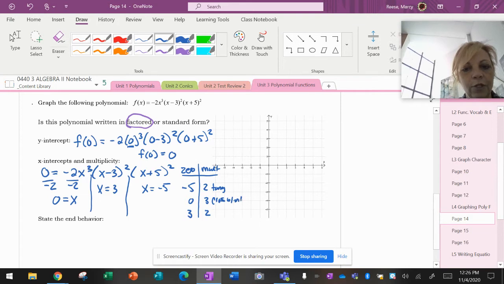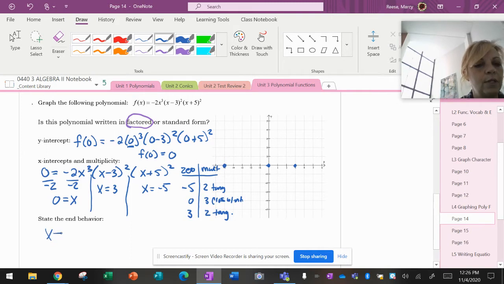With inflection, and this one is a tangent as well. Okay, so I'm going to mark them and get them ready. So there's my -5, there's my 0, and there's my 3. And we need one more thing. We need the end behaviors.